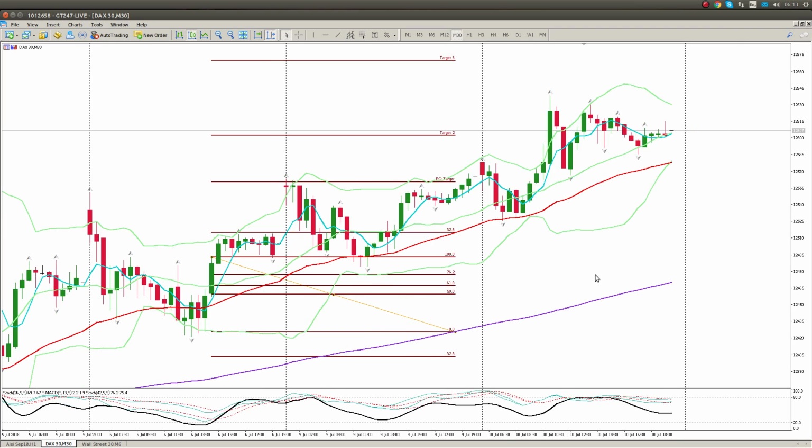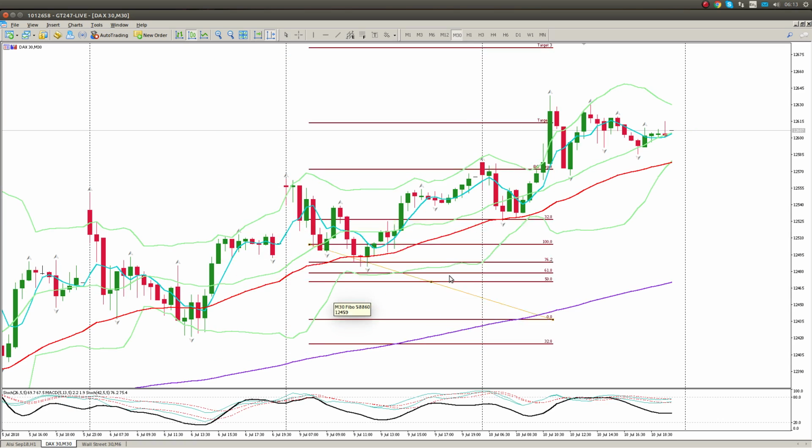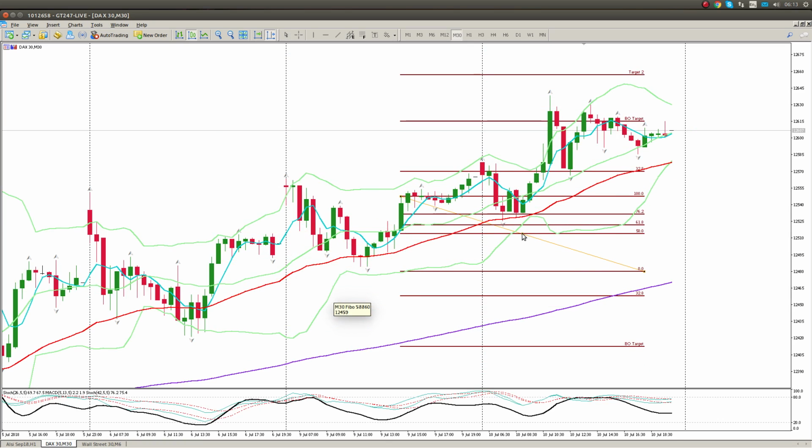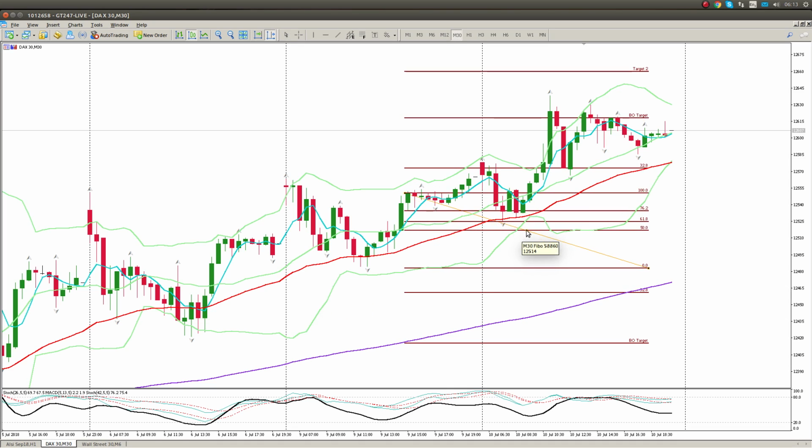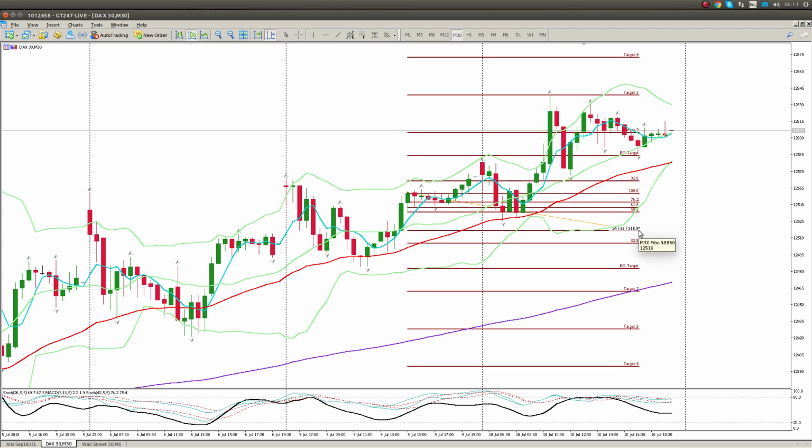Okay, so if we just move that to this one, this is 1, 2, 3, 4, 5, 6, 7, 8, 9. So it's bar 10 and 11, which is pretty much those there. Okay, you can see we broke up on Tuesday, we came back, we found support on the 50%, and then we went up and hit the breakout target. We hit target 2 and target 3.